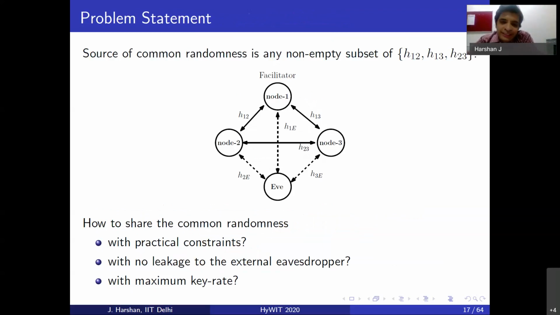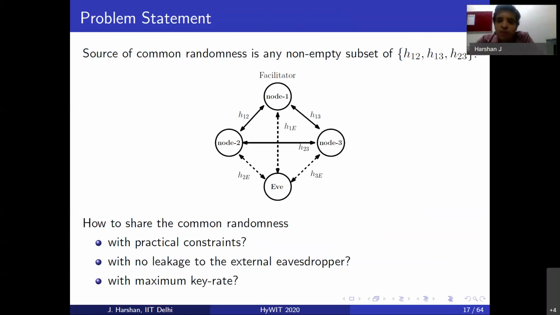And then how many wireless channels do we have? In the legitimate sense, we only have 3 of them. One of them is H12, the other one is H13, or H23, right? So then it's important to decide which one of them we need to go ahead with. And once we decide which one to go ahead with, how do we really share this common source of randomness so that all of them are on a level playing field to observe the same, right?